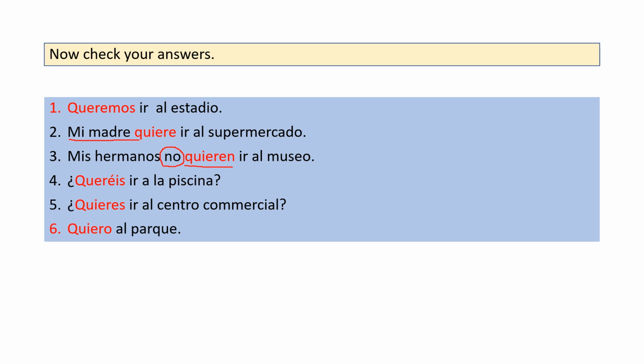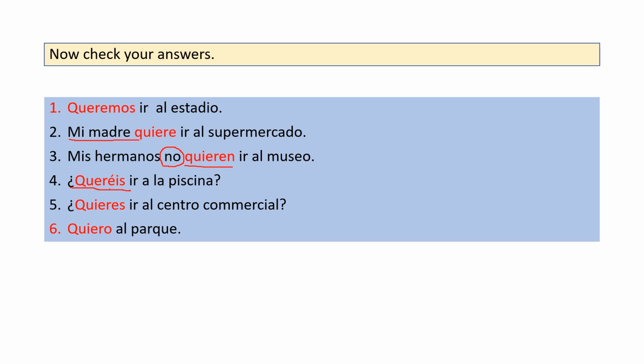Number 4, queréis ir a la piscina. So here you wanted to give the you plural form, the vosotras form, and you should have added an accent to your E. So do you all want to go to the cinema?